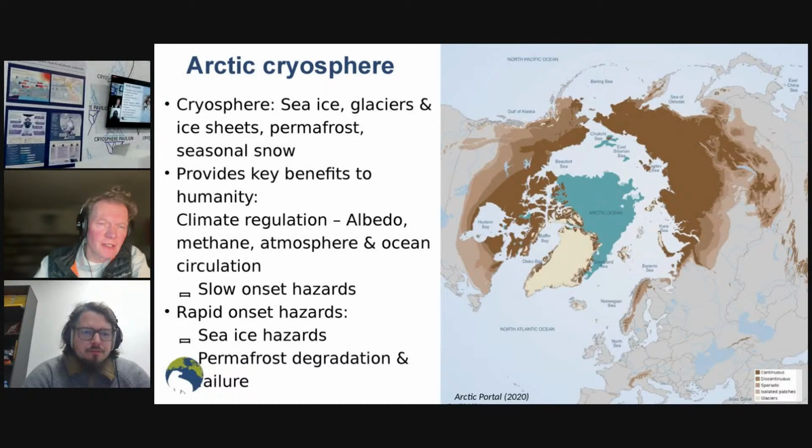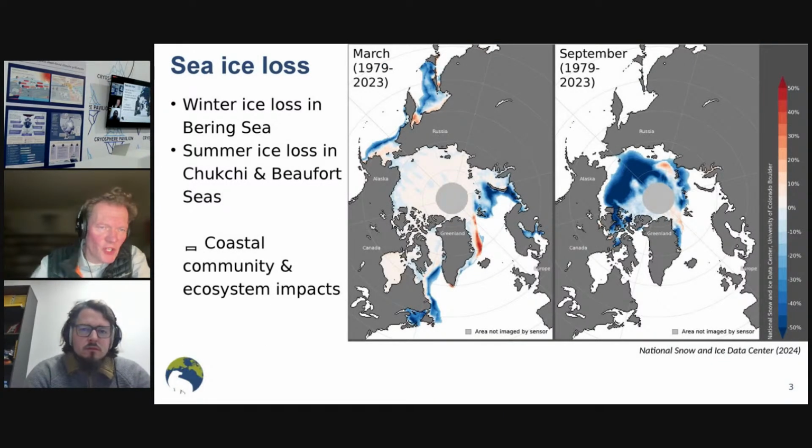Alaska, if you look at the top left of the map here, is roughly half occupied by continuous permafrost. Here in Fairbanks, where I'm residing, we have discontinuous permafrost and then the sporadic permafrost further in the south. Let's start off with sea ice.